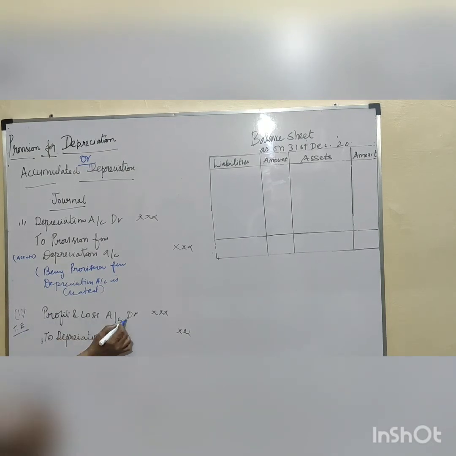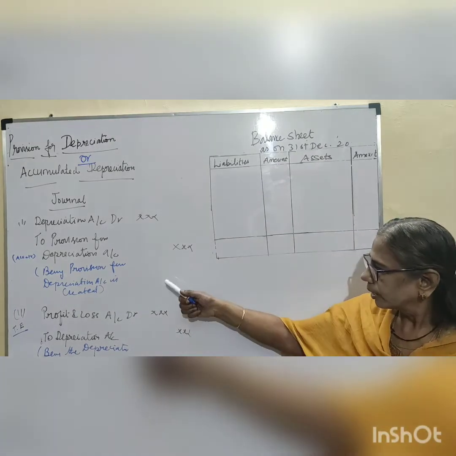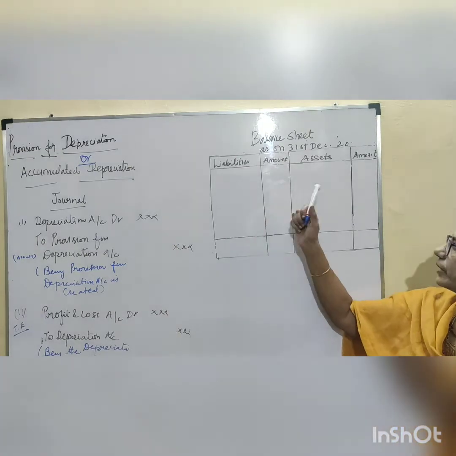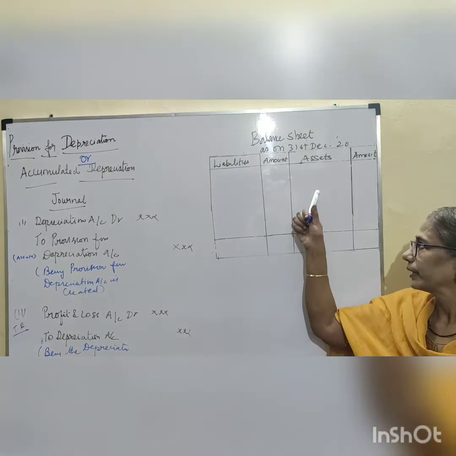Transfer entry is profit and loss account debited to depreciation account, being the depreciation amount is transferred to the profit and loss account, P&L account. These are the 2 journal entries we are supposed to do. And finally, the balance of the provision for depreciation will be taken to the liability side, and the asset account as usual will be shown at the original cost on the assets side.